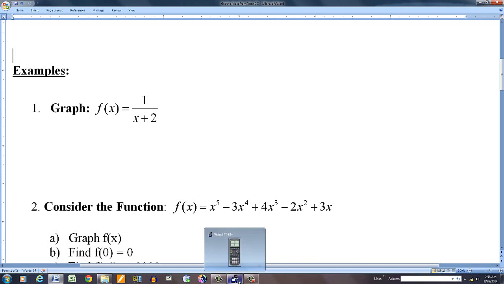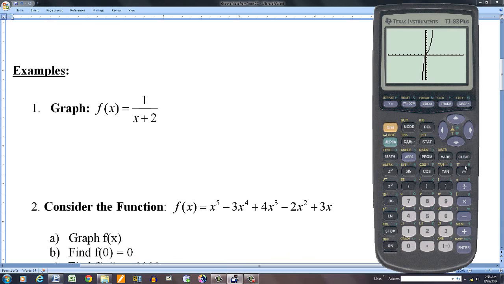But you can do it this way. Hit second, trace, we're accessing the calculate menu, and then we want the value of the function at a certain number, so let's enter 1. And then, okay, we want the value at 0, so type in a 0. And there it is. The value of the function right here, y equal to 0, which of course is at that particular point right there. So that one is pretty straightforward. You don't need the calculator for that.